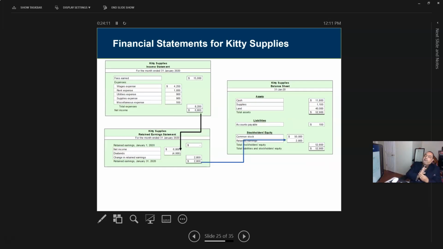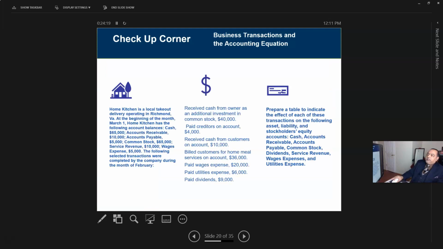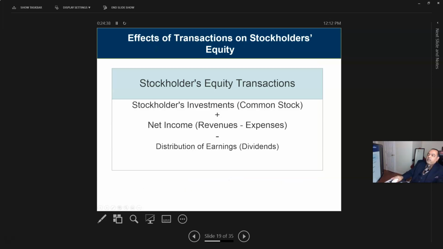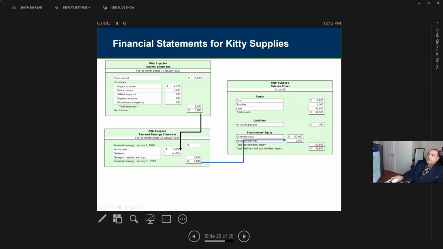Now you can see we had populated all the information for Kitty Supplies. If you look at Kitty Supplies at the end, we had fees earned of 15,000 and all these expenses, and a dividend of 4,000, cash of 11,800, supplies of 1,100, and land of 40,000. So using that information, we can prepare the income statement. Kitty Supplies income statement for the period ended 31st of January 2020.